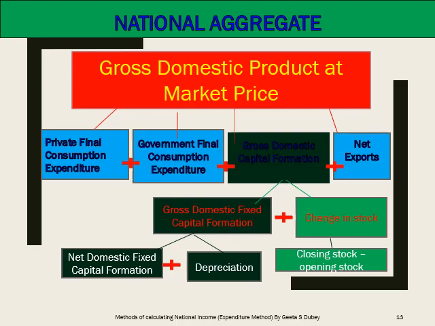Children, as you can see on screen, the detailed bifurcation of gross domestic capital formation. It's divided into gross domestic fixed capital formation and change in stock. The gross domestic fixed capital formation again can be bifurcated into two, that is net domestic fixed capital formation and depreciation. In case we add net domestic capital formation instead of gross domestic capital formation, we get an aggregate of net domestic product at market price and not gross domestic product at market price.